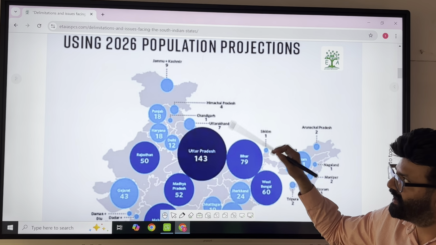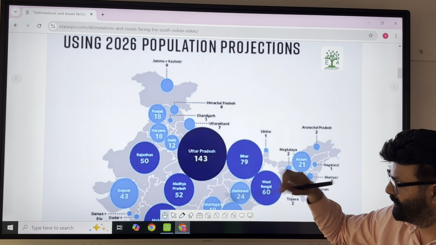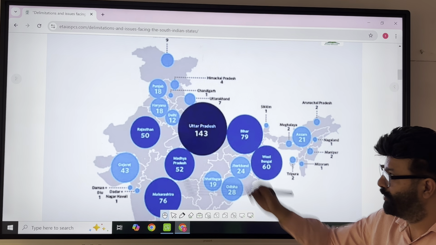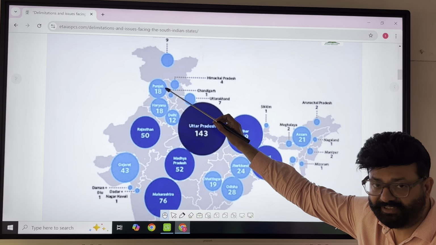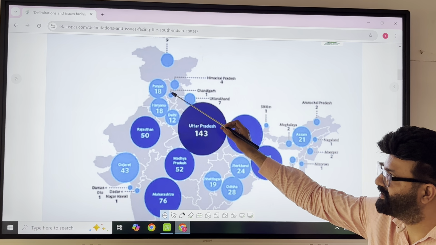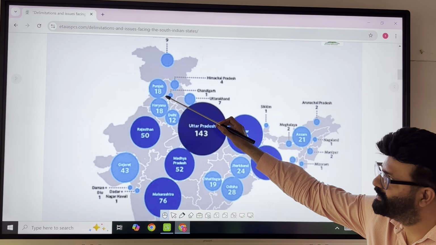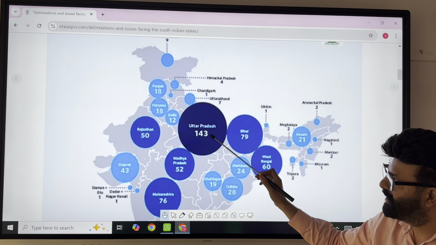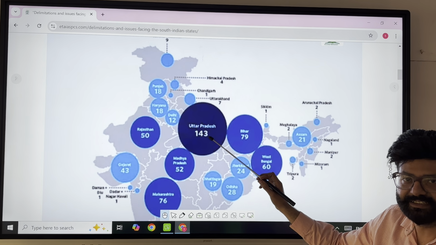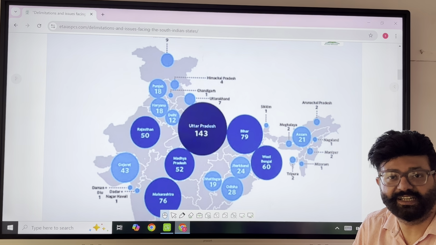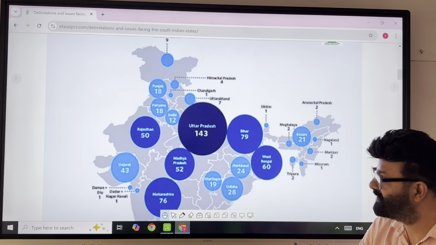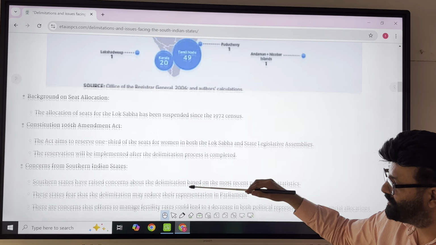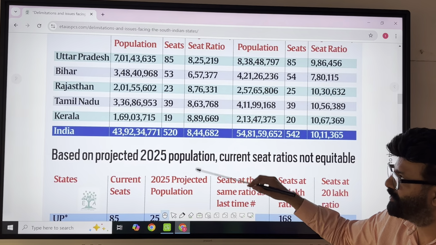So now look, this is using 2026 population projections. अगर हम 2026 population projections को देखें, so now look, currently Punjab is having 13 seats. पंजाब की इंक्रीज होके कितनी हो जाएंगी? 18 सीट्स. सो सिमिलरली यूपी इज हैविंग व्हाट 80 सीट्स. यूपी की बढ़ के कितनी हो जाएंगी? 143 सीट्स. सो दिस इज हाउ द डिलिमिटेशन गोना चेंज द डायनेमिक्स ऑफ इंडियन पॉलिटिक्स.